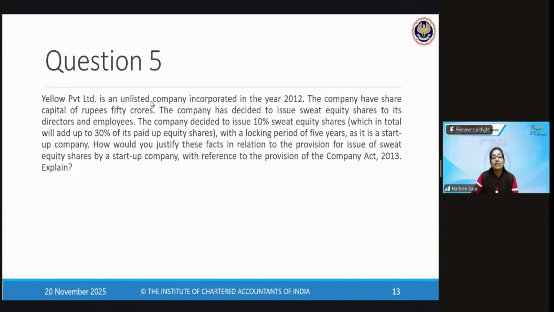Yellow Private is an unlisted company which was incorporated in 2012. The company has share capital of 50 crore rupees. It decided to issue sweat equity shares to its directors and employees. First of all, can directors and employees be issued sweat equity shares, yes or no?